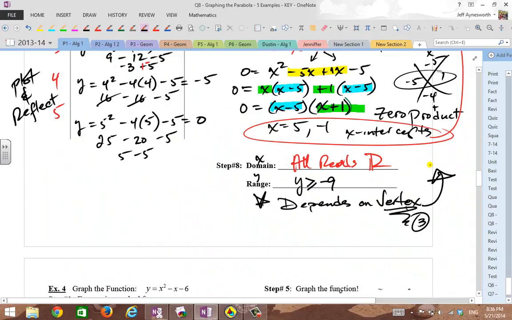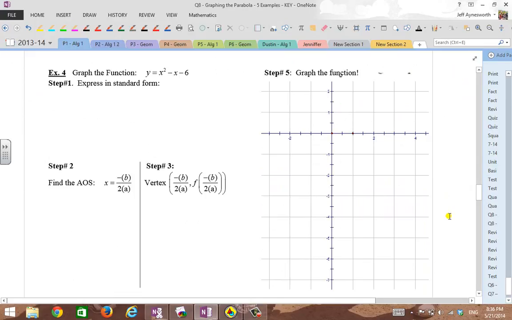You have to look at the graph, and to determine the range, you have to look at the vertex. If the graph lies above it, then all the y values are greater than or equal to that y value in the vertex. It just takes getting used to. You have to do a lot of these, and when the light bulb goes on, this is easy. All right, let's try another one.